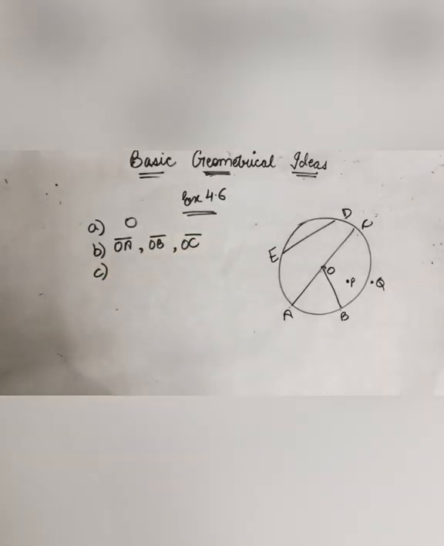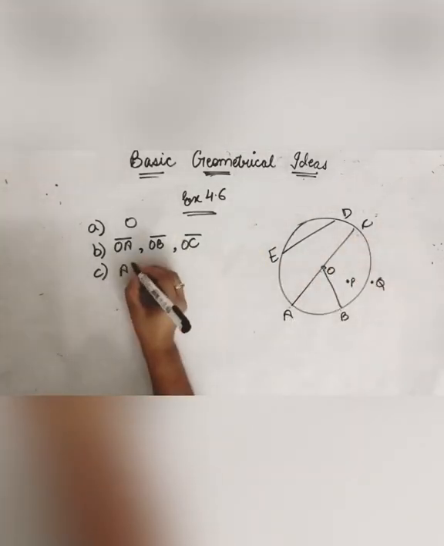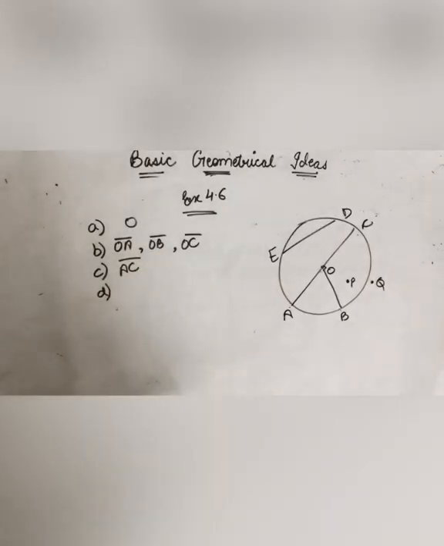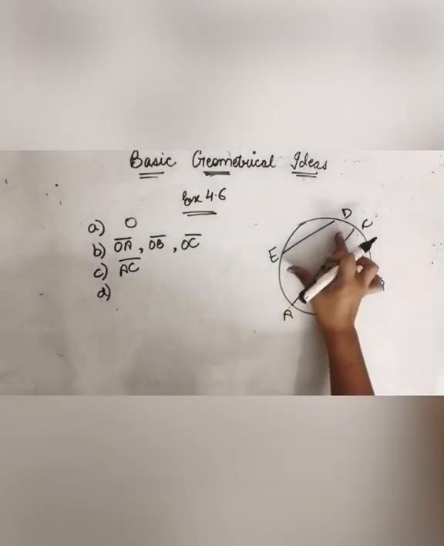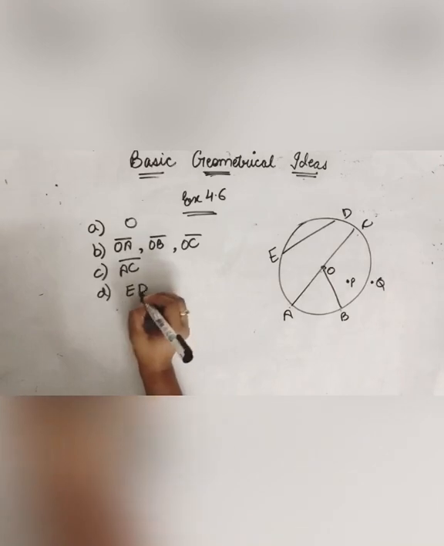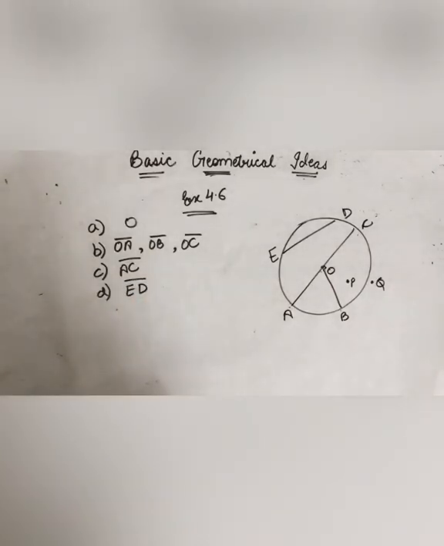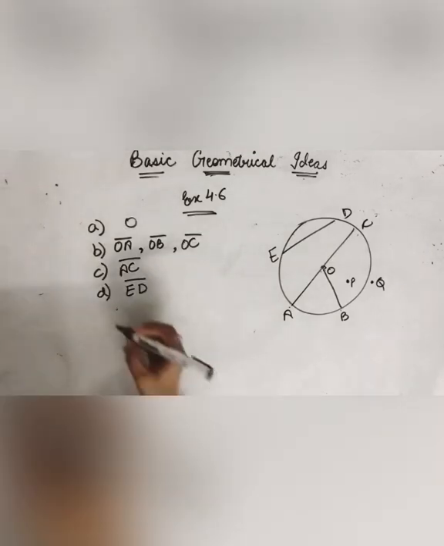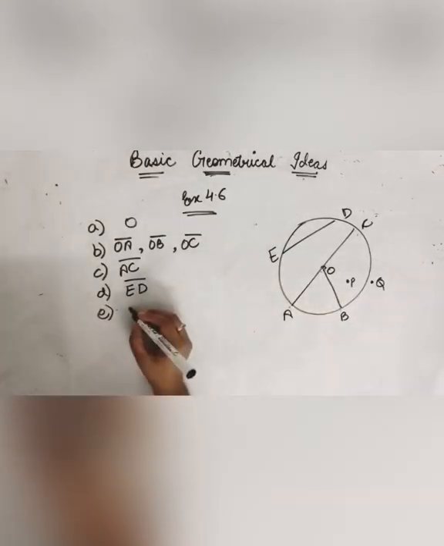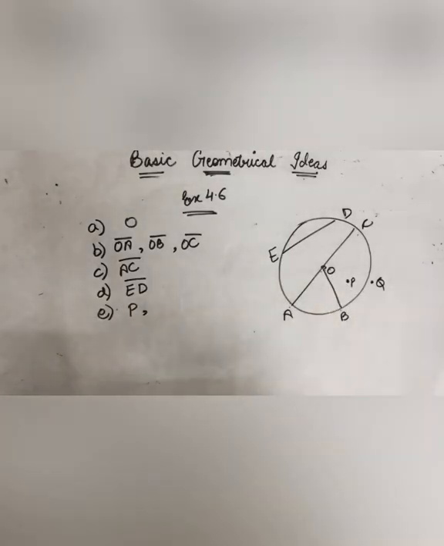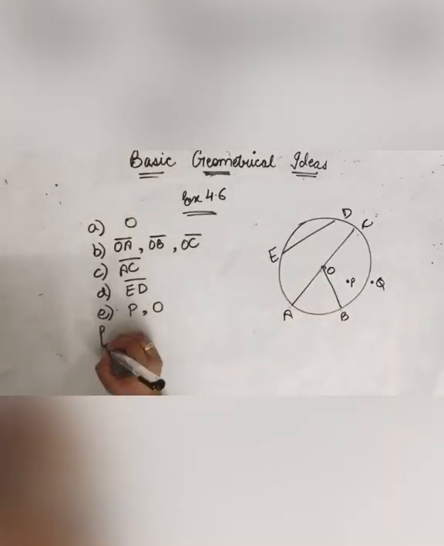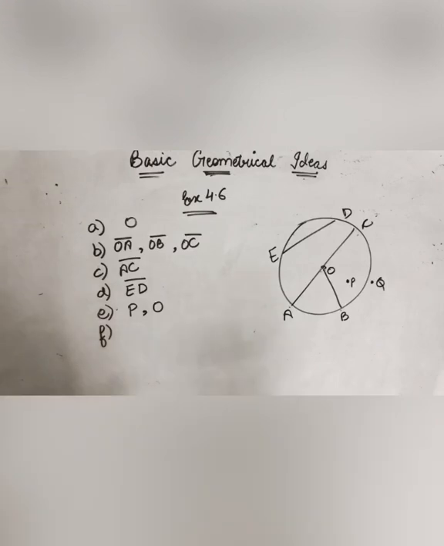C part, diameter. Diameter is a chord passing through the center. So AC is the diameter. AC is also a chord, but in the figure they have mentioned ED is the chord. 2 points in the interior. One point is given, point P, and one more point in the interior. The point lying in the circle is point O. A point in the exterior, Q point is lying in the exterior.